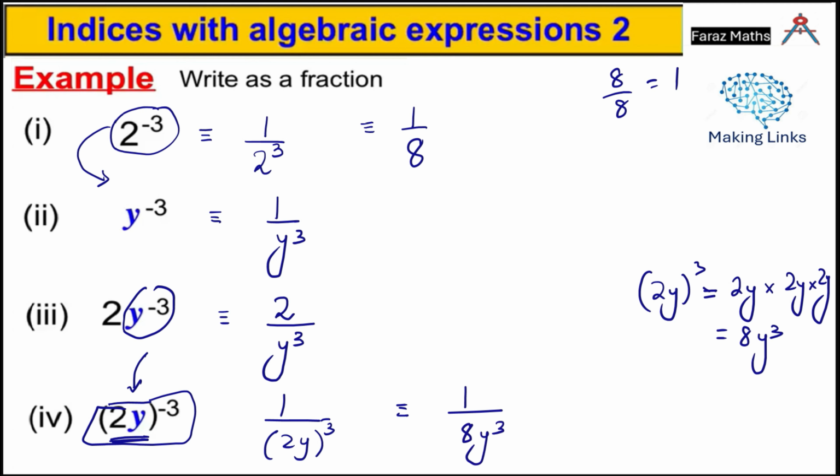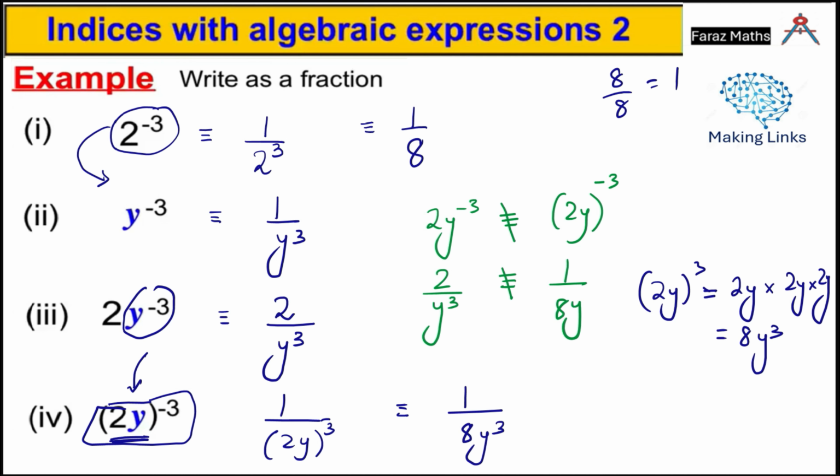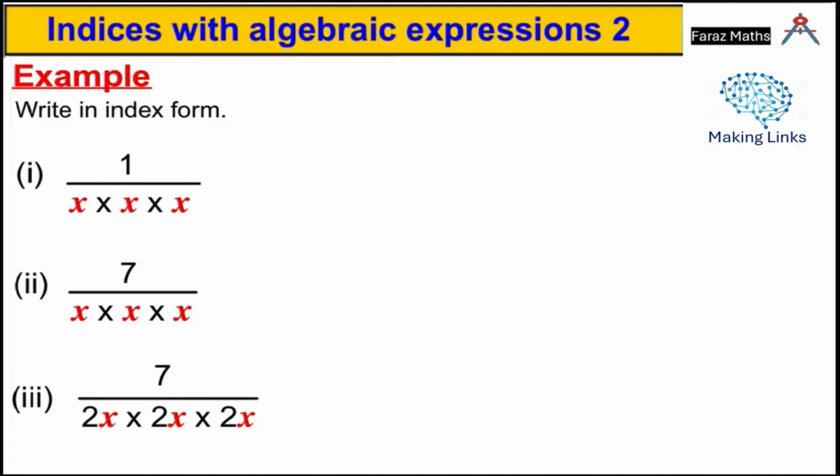So one more important thing here: 2y to the power of minus 3 cannot be equivalent to 2 times y to the power of minus 3. Or you can say that 2 over y power 3 cannot be equivalent to 1 over 8y cube. Okay, coming to the next, pause the video and try these questions by yourself.